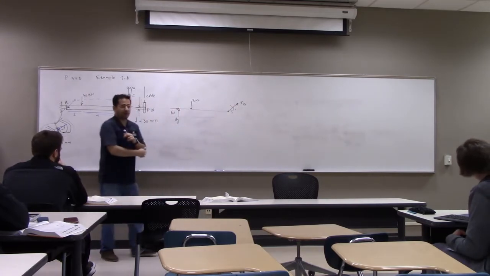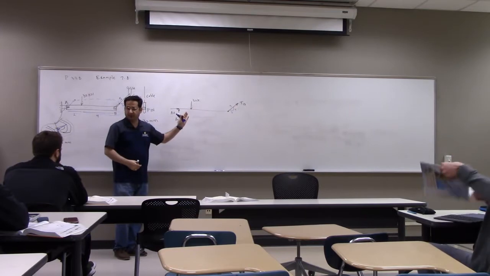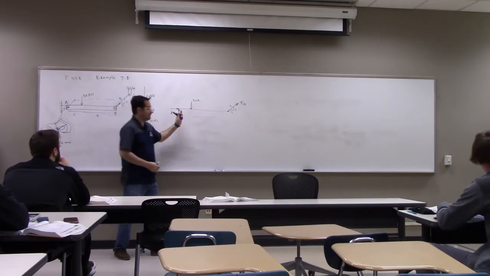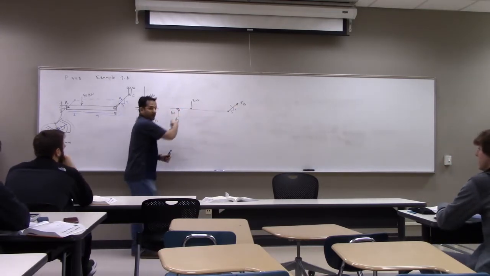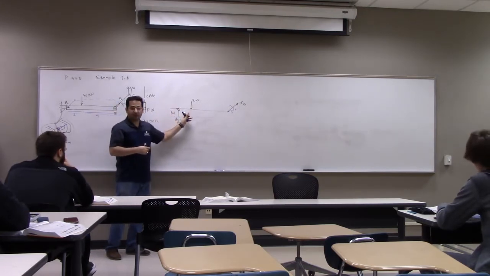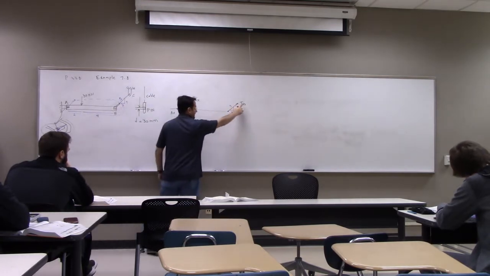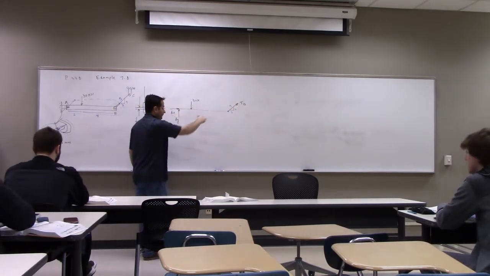Why do I want to find all of them? In the previous example, I saved my time. Instead of finding all of them, I just found the one on the left, because I only asked for shear at the internal point. But right now I'm asking for both forces at A and B. So I have to find both of them.